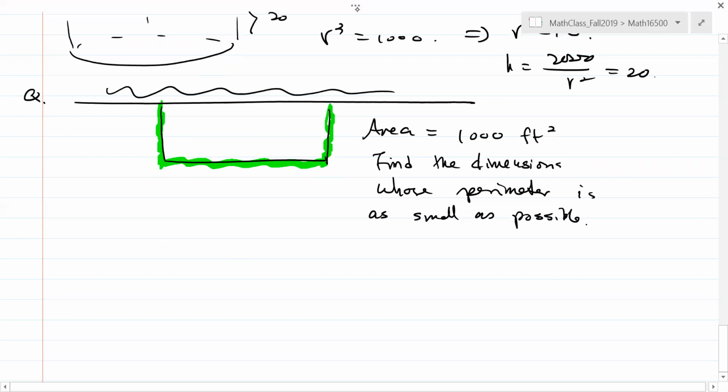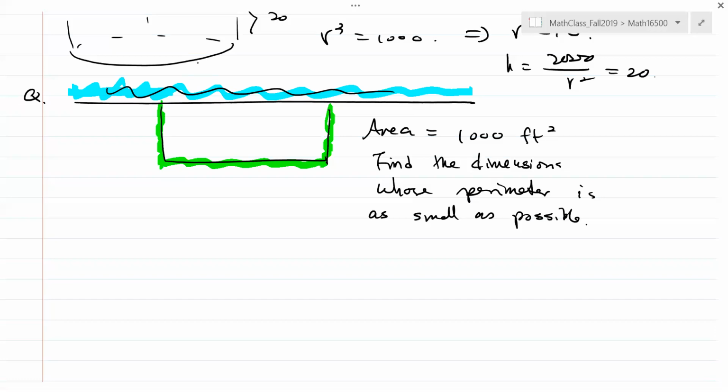Okay, so this other side, we assume that you don't need a fence. Okay. Okay, how do you solve them?